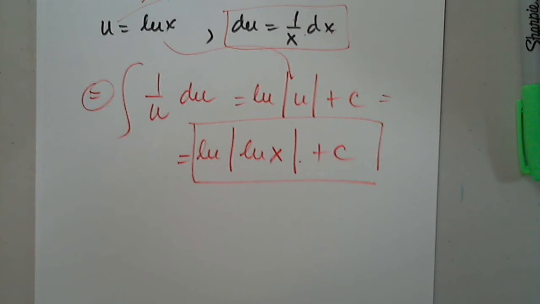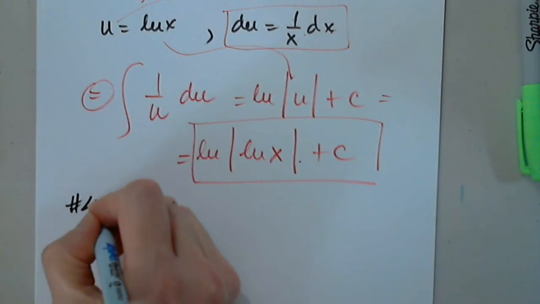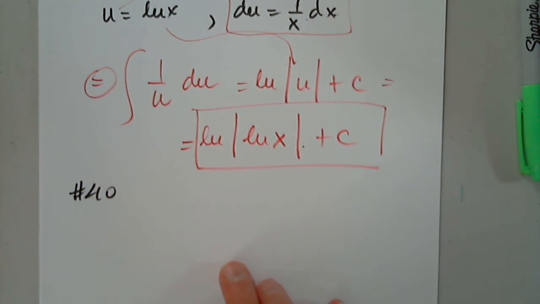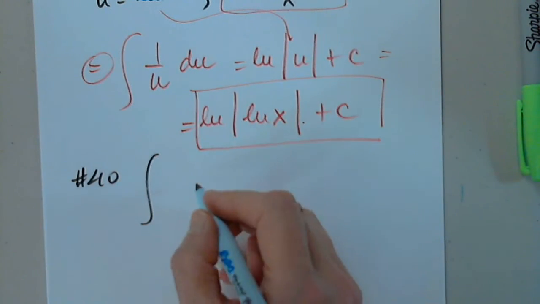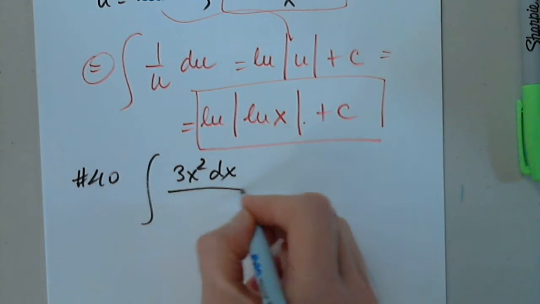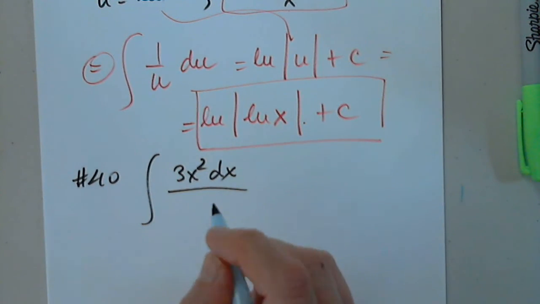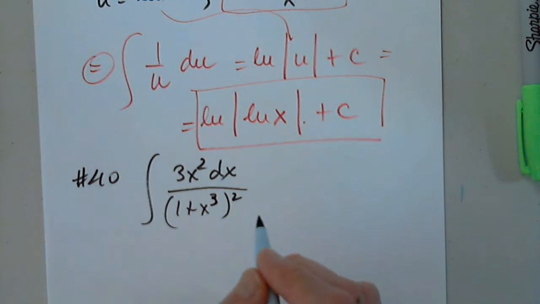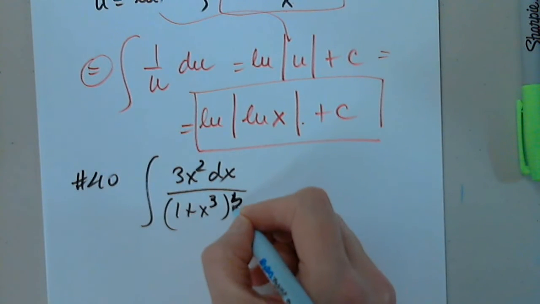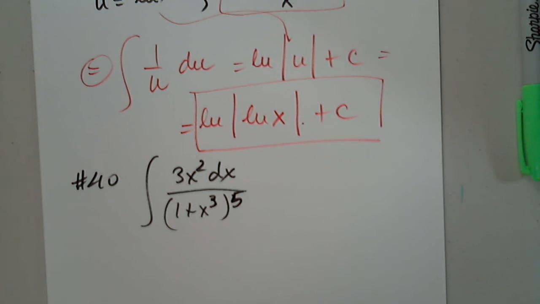On that same page, could we do problem 40? Yes. 40. Yes. The integral from 3x squared dx, everything over 1 plus x cubed squared, I think. Am I correct? No, it's not squared. It's the fifth. Is it power 5? Yes, it's power 5, right?